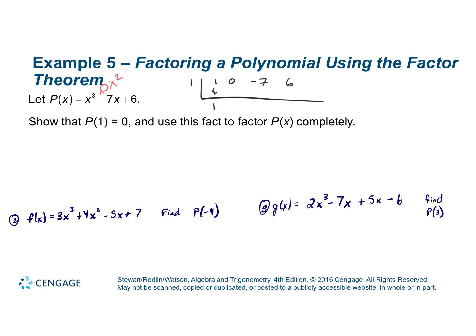We're going to bring down that 1. 1 times 1 is 1, 1, 1, negative 6, 0. So that means if x equals 1, we can subtract the 1, and we get that x minus 1 is equal to 0. So x minus 1 is a factor.